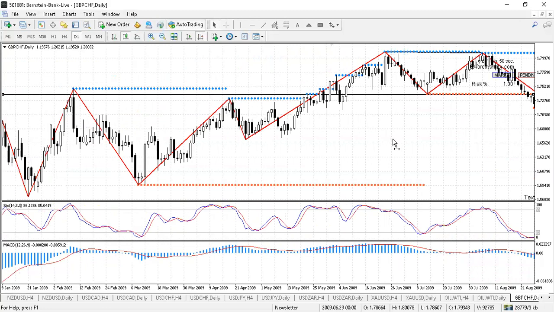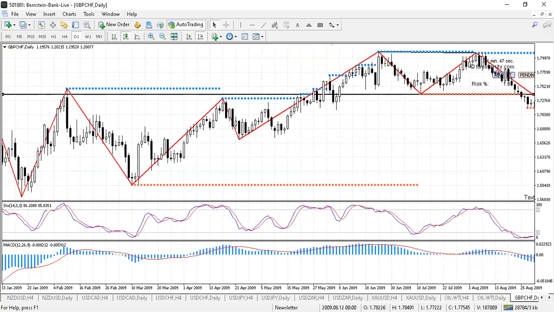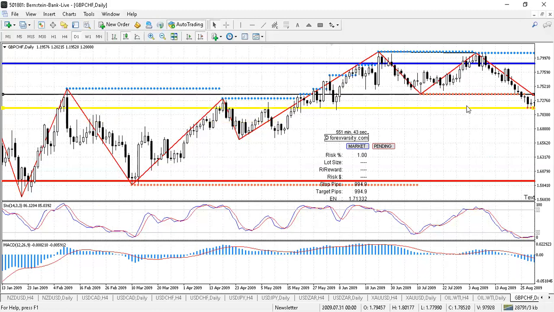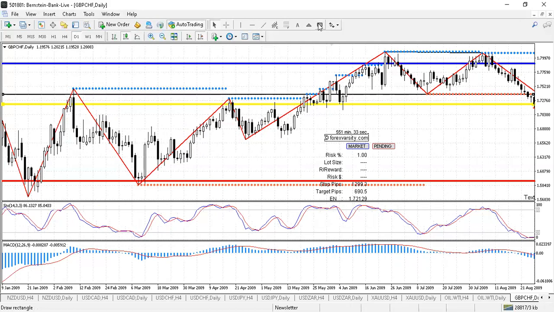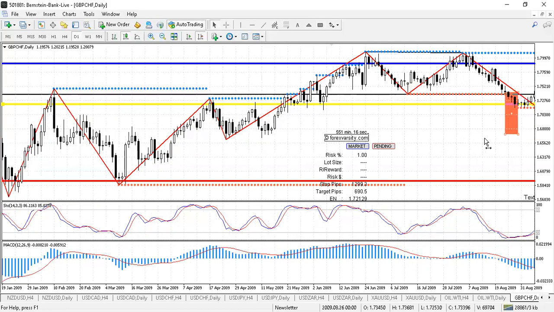Remember, in real life, we won't know what's coming. So I'm just going to mark where I would have entered the trade. Let's just do the square again. Okay, so we've got the rectangle going down like that, and we've got our predicted move there.